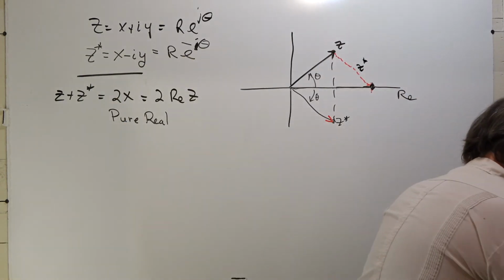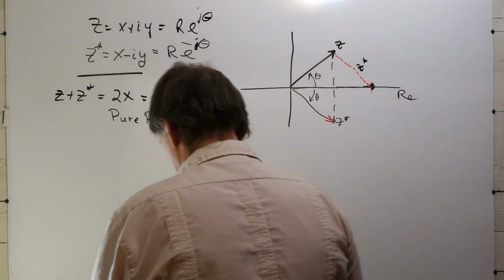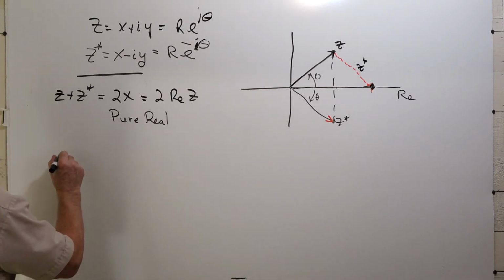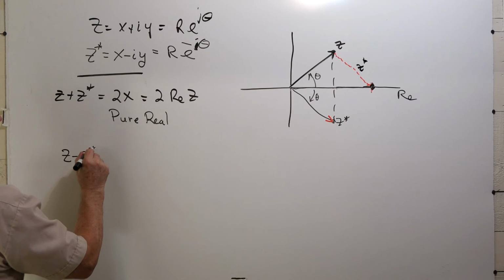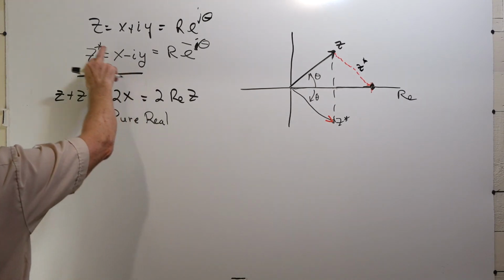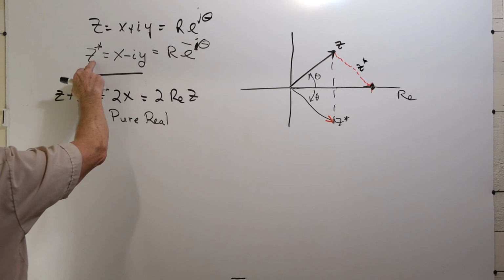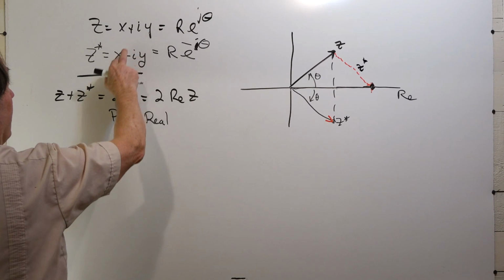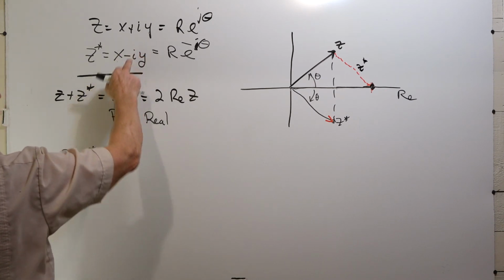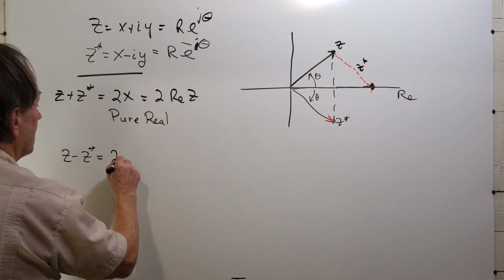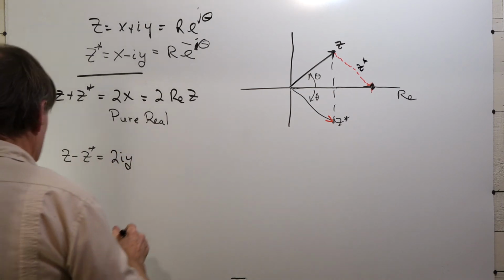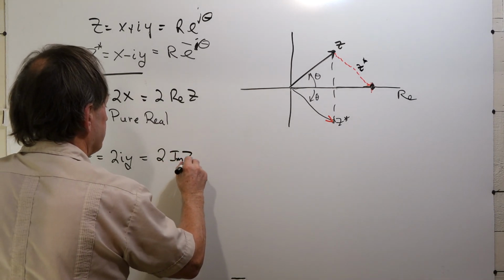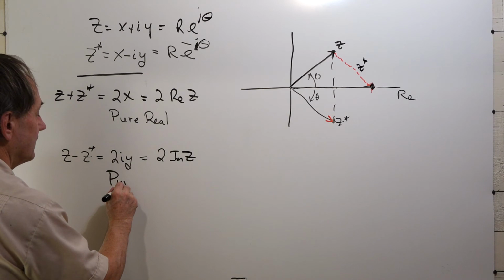Likewise, a similar thing happens when we subtract the conjugate from the complex number. So if we take Z and we subtract off Z conjugate, we have x minus x, which is 0, and then iy minus minus iy, or we add 2iy. And this is twice the imaginary part of Z. And this is pure imaginary.